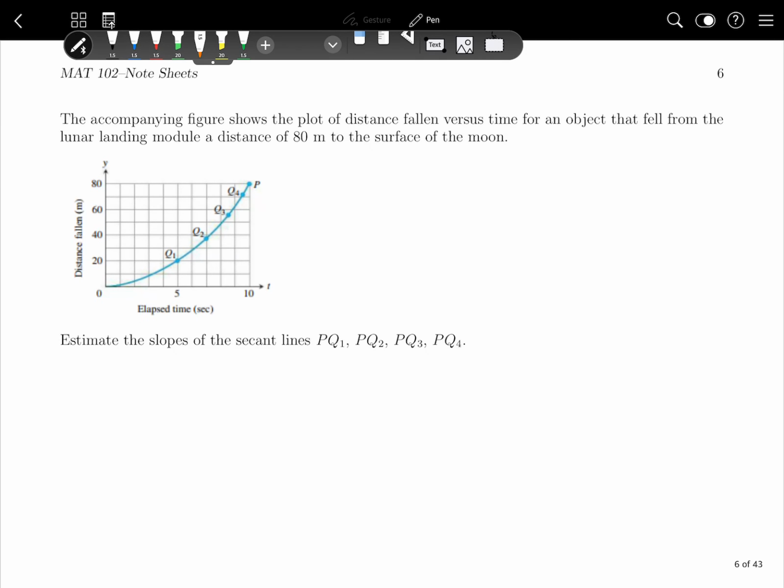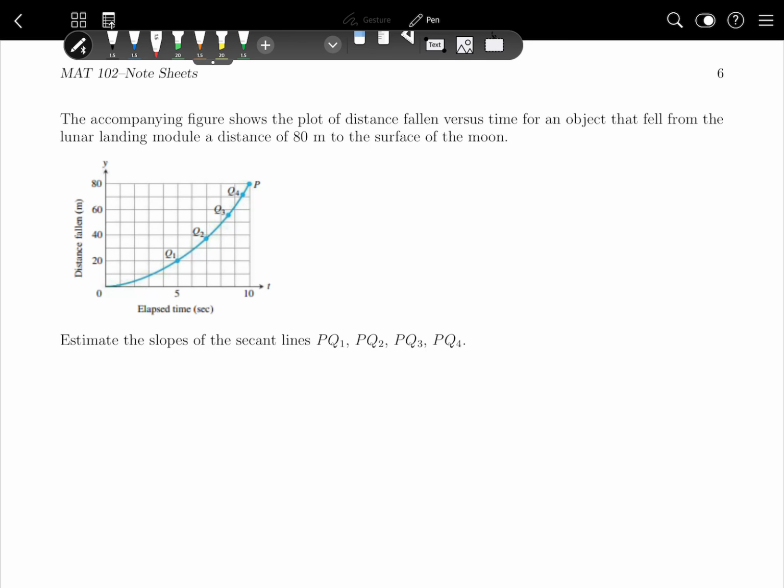So if you wanted to pause the video and try this one, you could, and then we can go through it real quick here, and then we'll be done today. So try it real quick, and then we'll talk about it. Okay, so let's run through this problem real quick. So the accompanying figure shows the plot of the distance fallen versus time for an object that fell from the lunar landing module a distance of 80 meters to the surface of the moon.